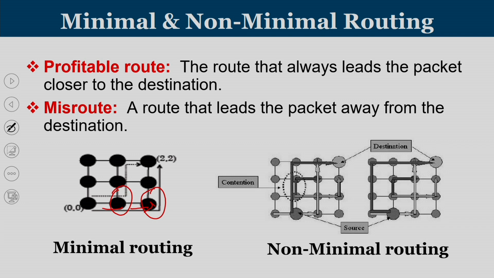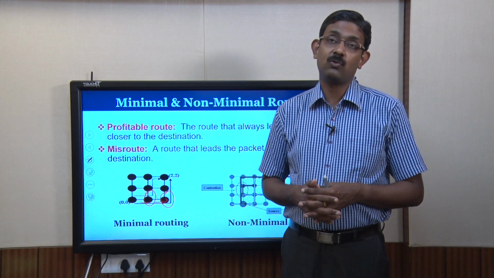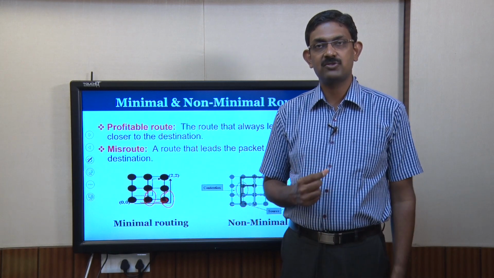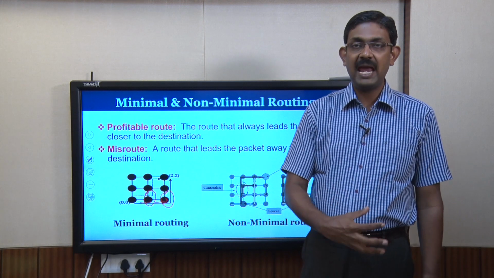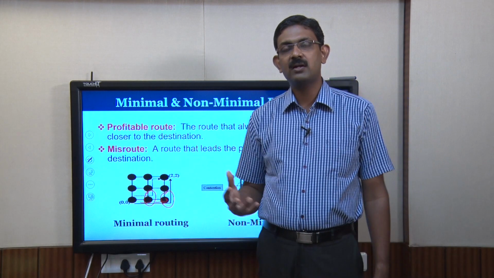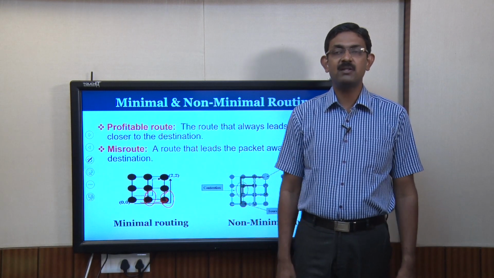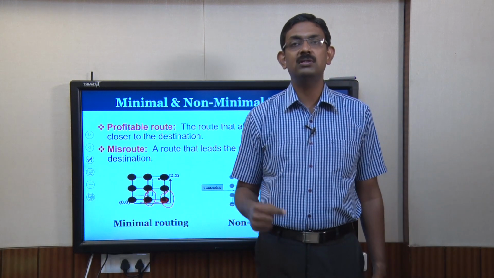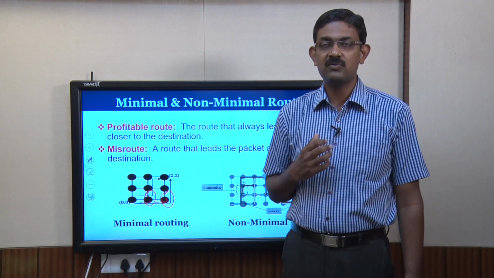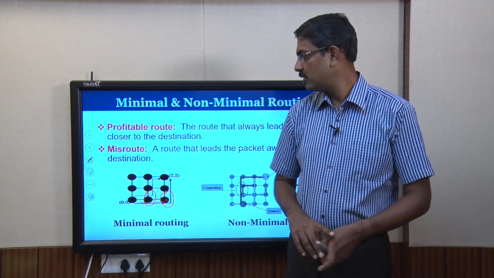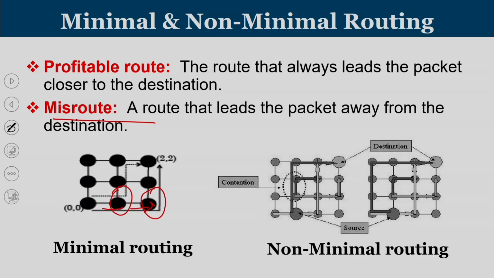So, why do we need to travel away from the destination? Our purpose is to reach the destination. Under what scenario is a packet forced to travel away from it? In real life also, let us say we want to travel from A to B. Depending on the traffic conditions, the shortest route in terms of length may not be the best route. Sometimes we may take a longer route in terms of distance, but in terms of time, it may be a better route. Similar to that, in network on chip also, we have the concept of misrouting, a route that leads the packet away from the destination.